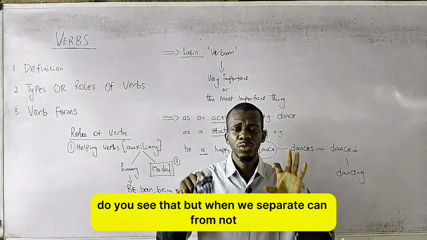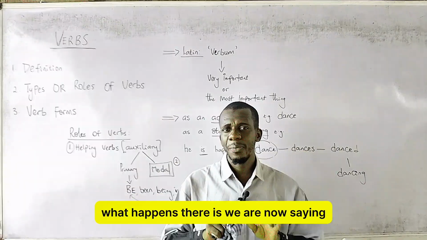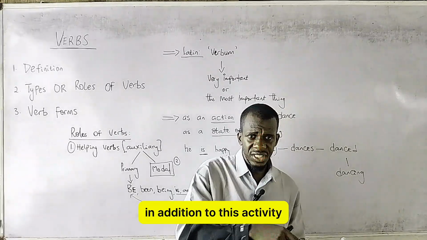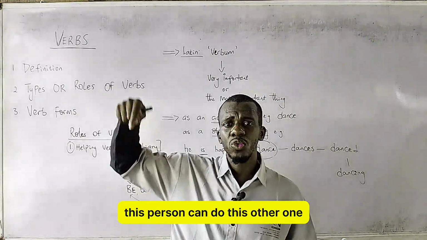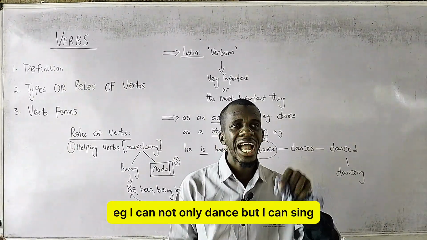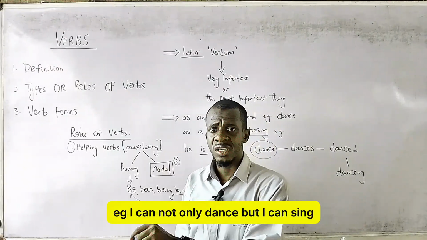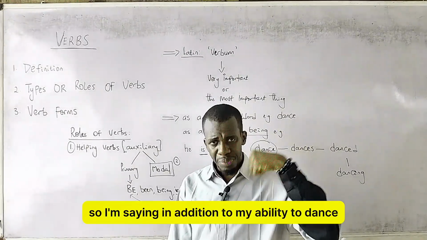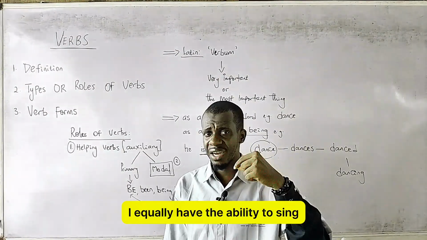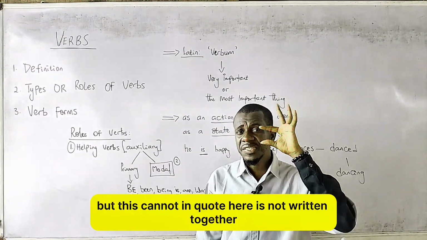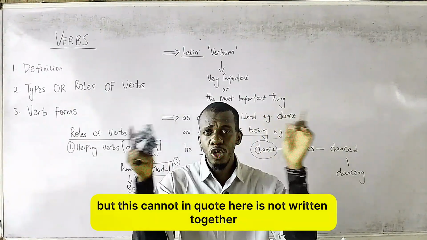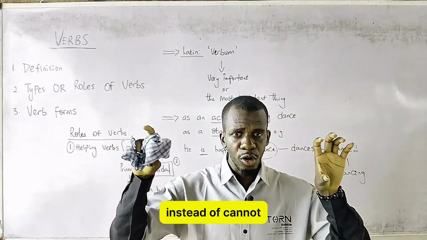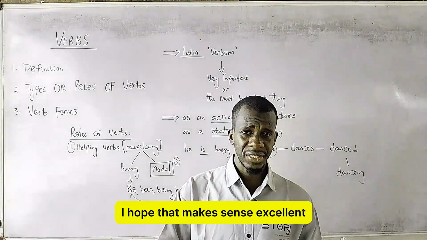You see that? But when we separate can from not, what happens there is we are now saying, in addition to this activity, this person can do this other one. E.g., I can not only dance, but I can sing. So I'm saying, in addition to my ability to dance, I equally have the ability to sing. But this cannot, in quote here, is not written together. It is separated. Cannot instead of cannot. I hope that makes sense.